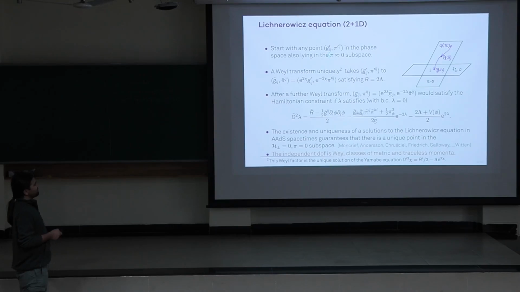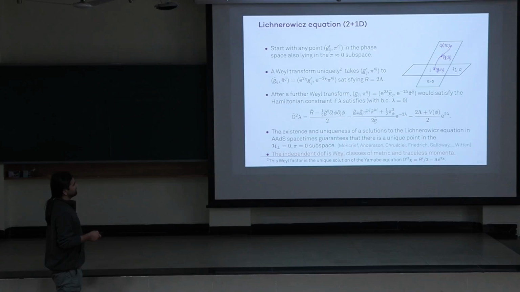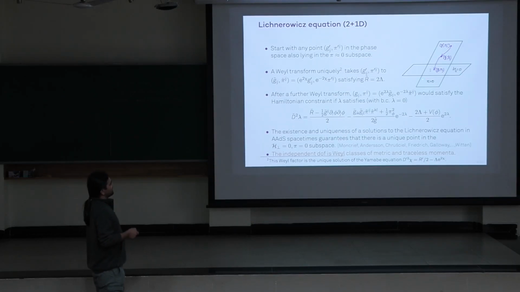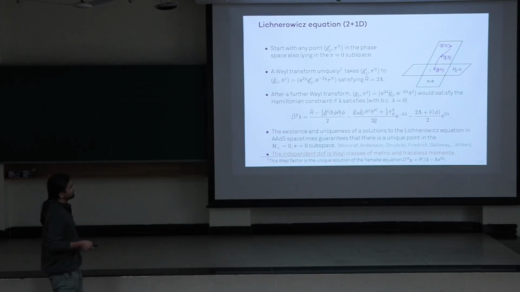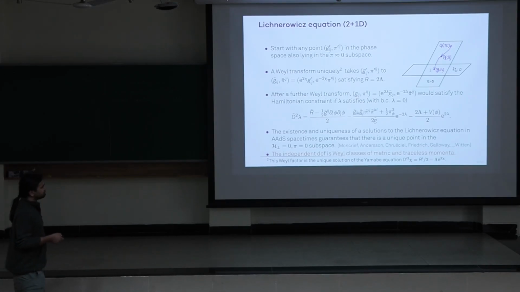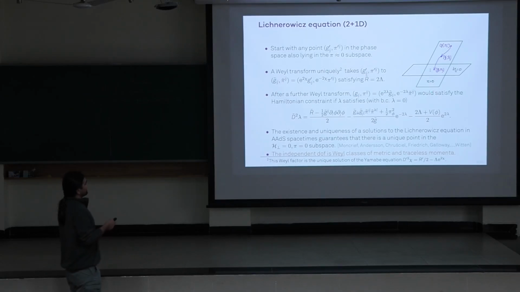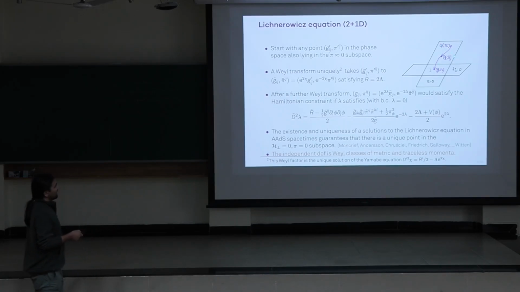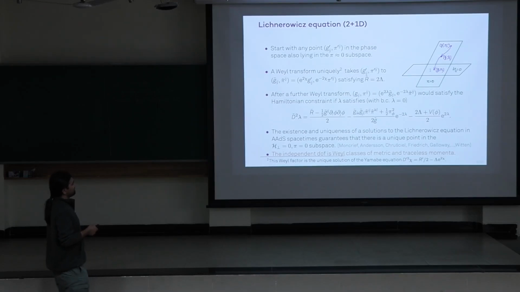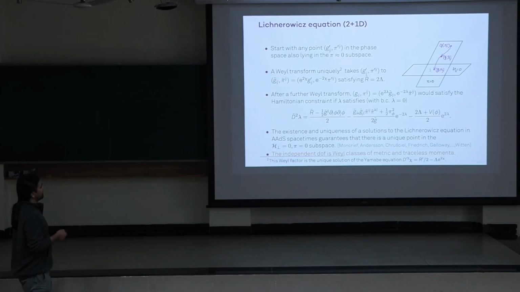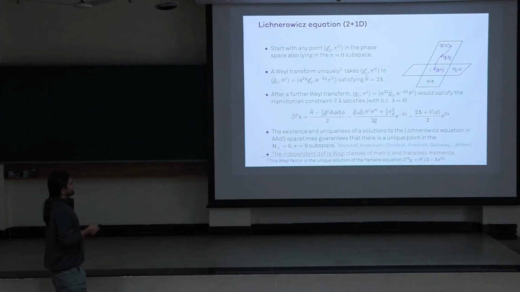To see that, you start with an arbitrary point, g prime and pi prime. I think this picture will be helpful. So here I've drawn the vertical line, which is the pi equal to 0 subspace. The horizontal line is the h perp equal to 0 subspace. So you start with some arbitrary point, which to begin with is in the pi equal to 0 subspace. Then a Weyl transform uniquely takes g prime and pi prime to another point g tilde and pi tilde, such that g tilde has a constant curvature equal to 2 lambda.